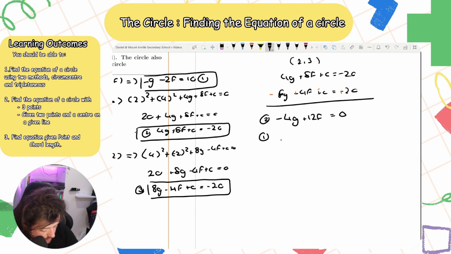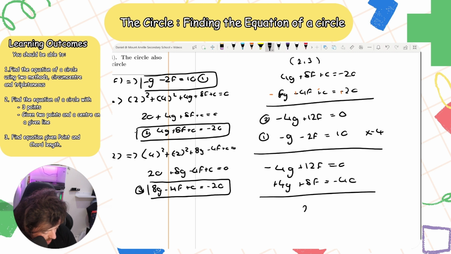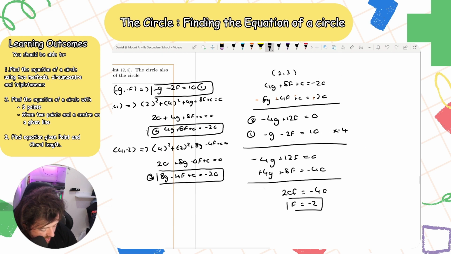Now, minus g minus 2f is equal to 10. Multiply the bottom here by minus 4. Solve for g and f. So I'm going to get positive 4g, positive 8f is equal to minus 40. Add these up. I'm going to get 20f is equal to minus 40. f is equal to minus 2. So I have f is equal to minus 2.